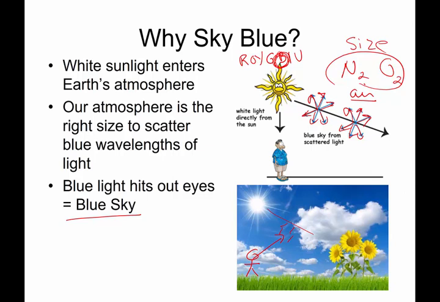If you watch a science fiction movie, sometimes they're going to have atmospheres that are a different color, green, pink, orange, etc., because they have slightly different chemical composition of their atmosphere.